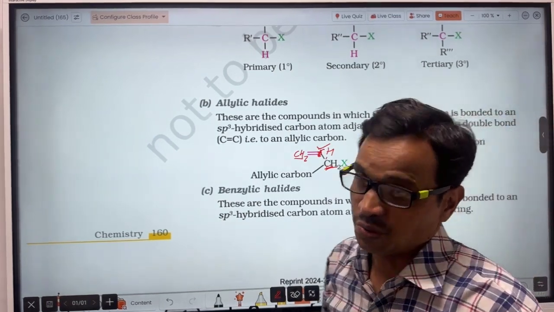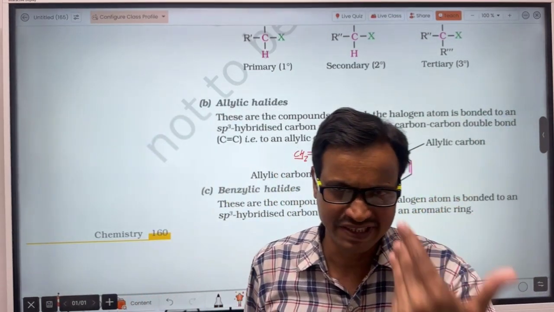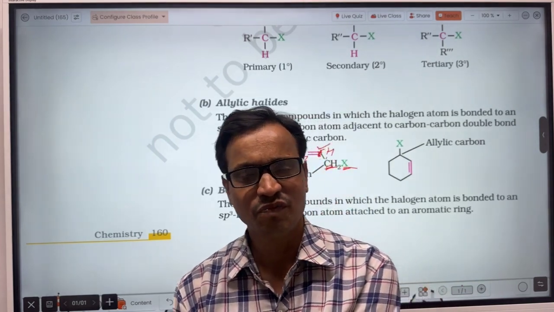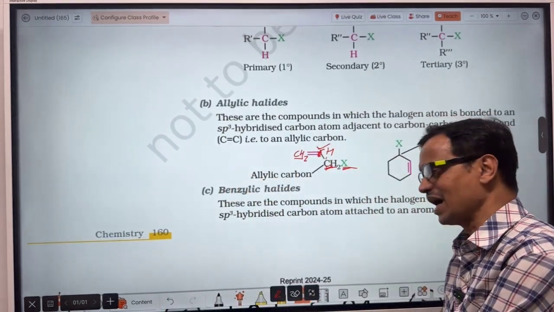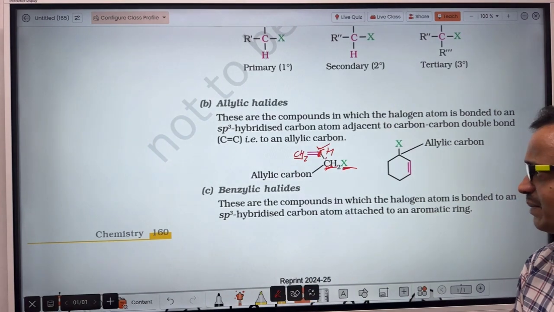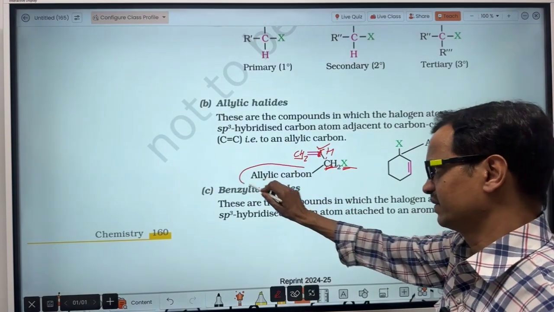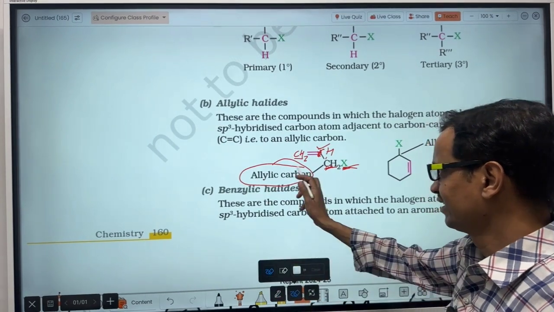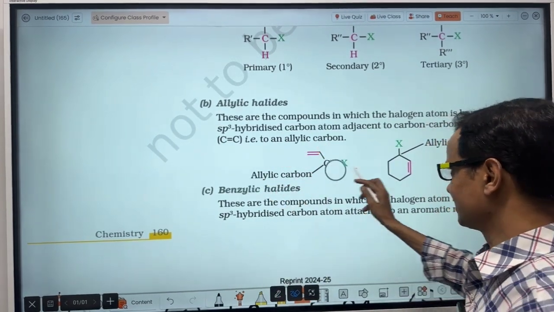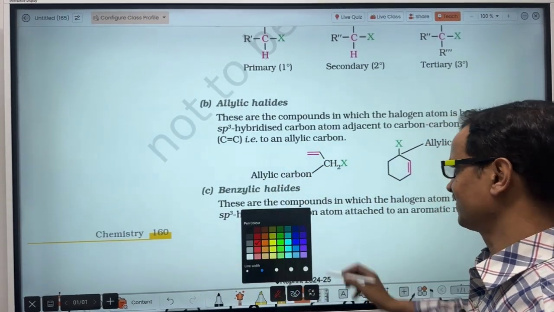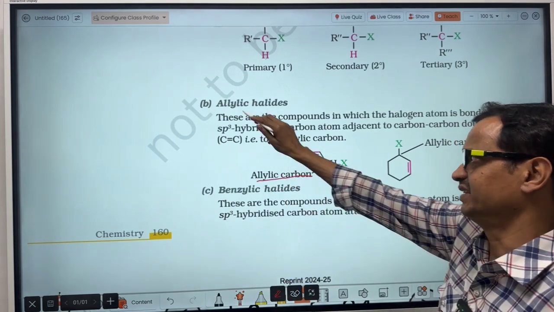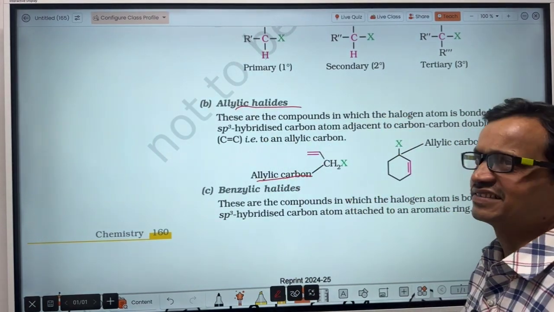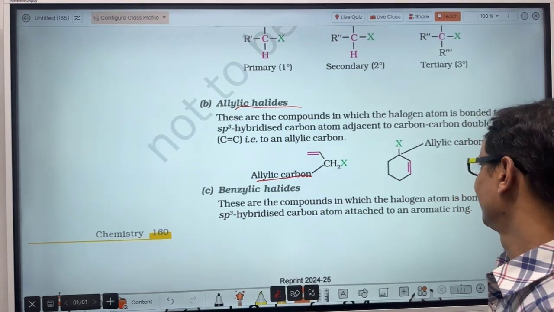The carbon atom whose hybridization is sp3, but that is bonded to an sp2 hybridized carbon atom, will be called allylic carbon. Halogen is bonded to the allylic carbon. That's why this compound will be classified as allylic halide. It may also be primary, secondary, or tertiary. You can further classify them.